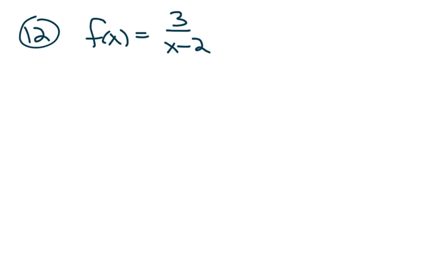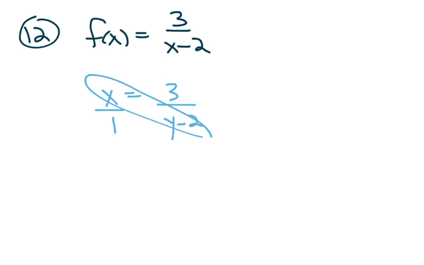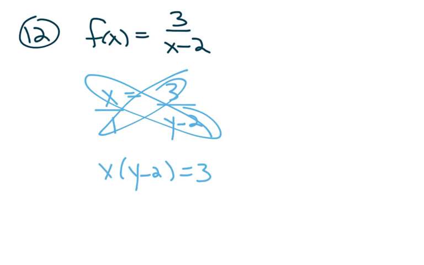Let's do this one more time. I'm going to switch x and y, and this one's a little bit trickier because you have to get that y out of the denominator. What you may not recognize is that this is really a proportion. And how do we solve proportions? Well, we cross multiply. And I want you to notice that when I cross multiply, I did not distribute the x into the y minus 2.